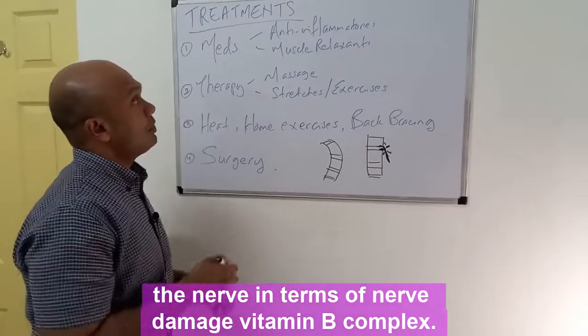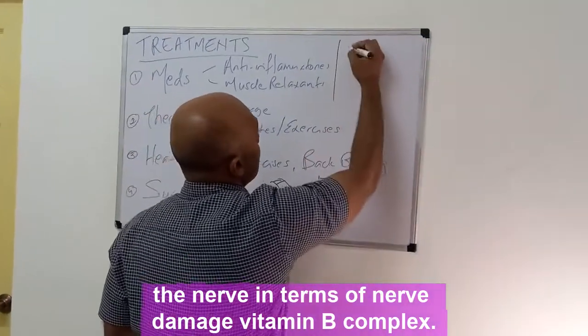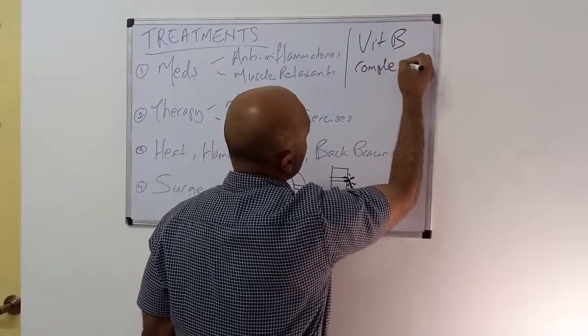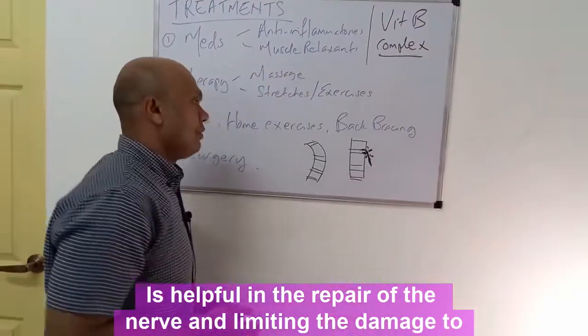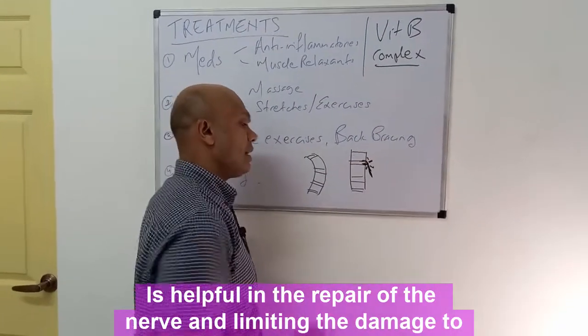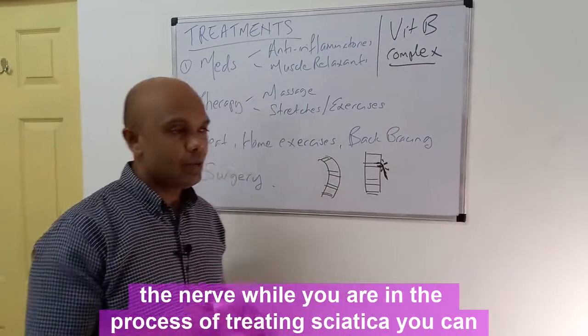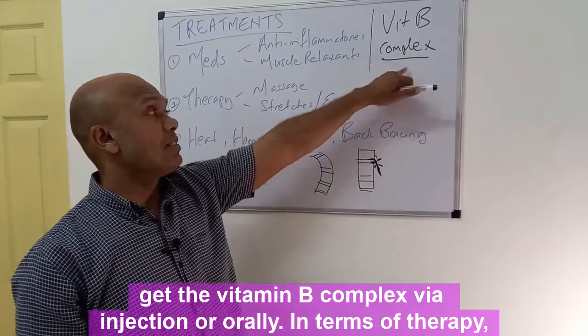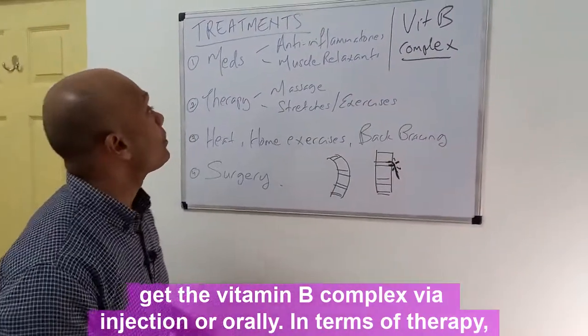In terms of nerve damage, vitamin B complex is helpful in the repair of the nerve and in limiting the damage to the nerve while you are in the process of treating sciatica. You can get the vitamin B complex via injection or orally.